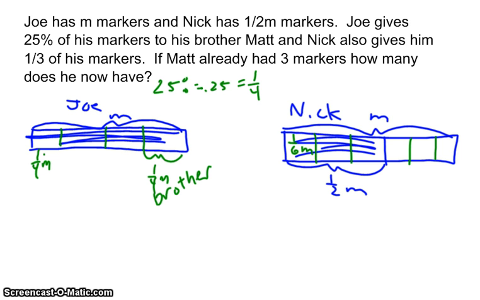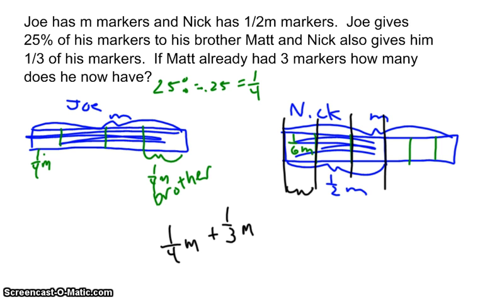Make a darker color so it's easier to see here. And he is giving 1/3 of his markers. 1/3 of his, well, that would be splitting this up into 3 pieces. So he's giving him this section right here. So we look at this, and he got 1/4 M from Joe. And then he also got 1/3 of an M from Nick. All I have to do is put this in, finish doing an addition problem, and I have 1/4 of an M and 1/3 of an M.